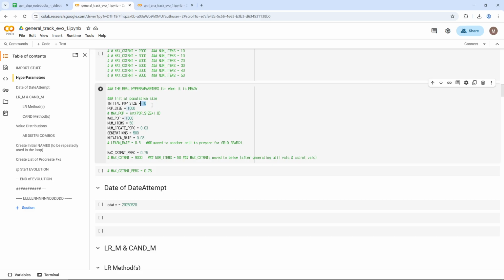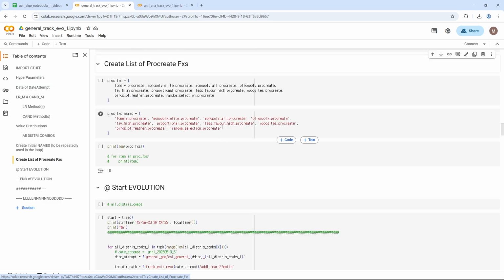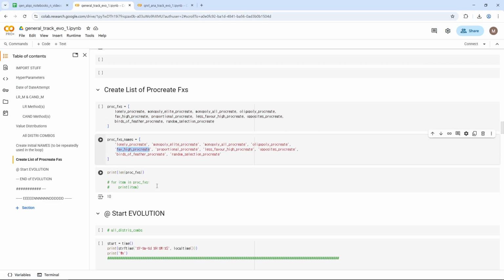The initial population is always set to 10, and for the past month, the procreate function that I've been using has always been favoring highs. I know that oligopoly is better than favoring high in terms of some utility values, but I just did not like the idea of the top something percent procreating while the rest don't.